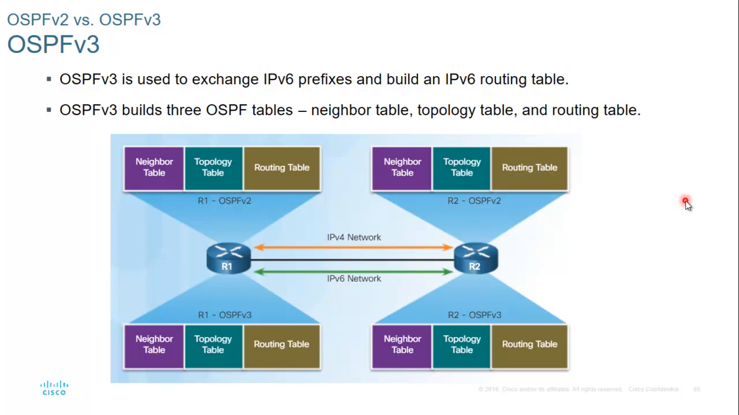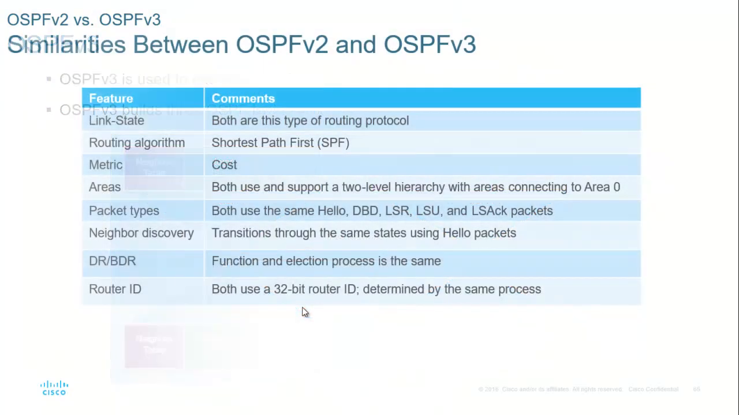Version 3 builds 3 OSPF tables: the neighbor table, the topology table, and the routing table. So if you see, for OSPF version 3 and version 2, the tables are the same. These are the similarities between OSPF version 2 and 3.